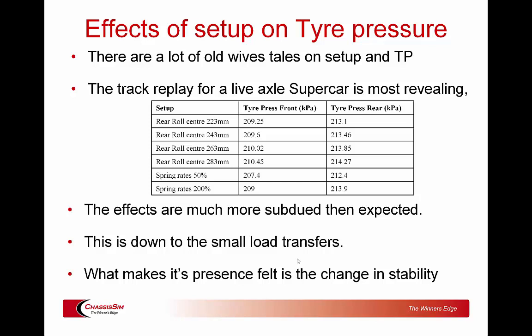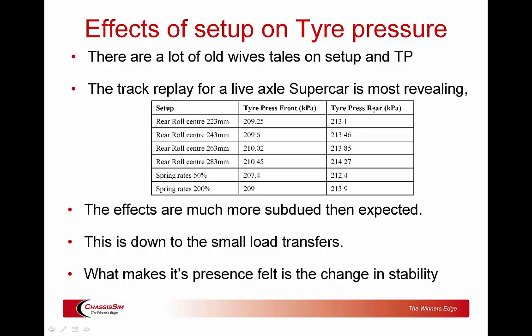And one of the great wives' tales of V8 supercars is that as you raise rear roll center, the tire pressures at the rear would raise accordingly. But how does this stand up under closer scrutiny? If we take a look, we did a rear roll center sweep from 223 mil to 283 mil. And yeah, the rear tire pressures and the front tire pressures would pretty much go the way you expected. The more you add rear roll center, the higher the tire pressures went.